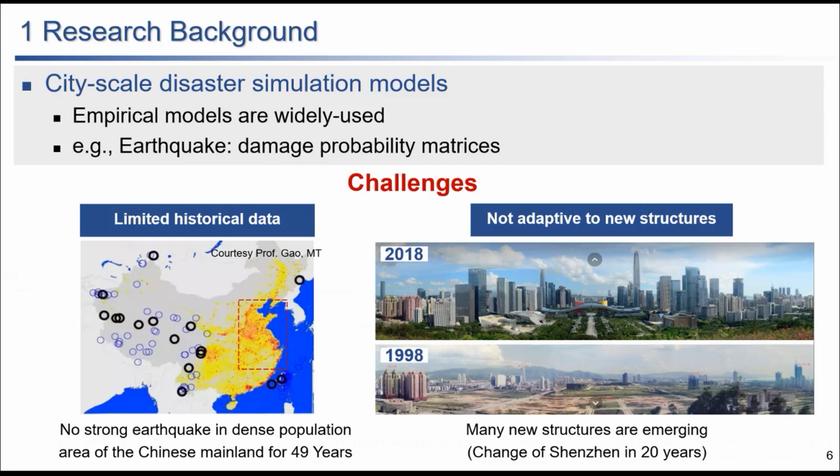We are facing a problem, particularly in China: we haven't had a very strong earthquake in a densely populated area for nearly 50 years. So we don't know how to set up the model for these modern Chinese cities. Also, China has constructed a lot of new buildings, and these new buildings don't have sufficient earthquake data to develop an empirical model. So we are going back to develop a physics-based model.